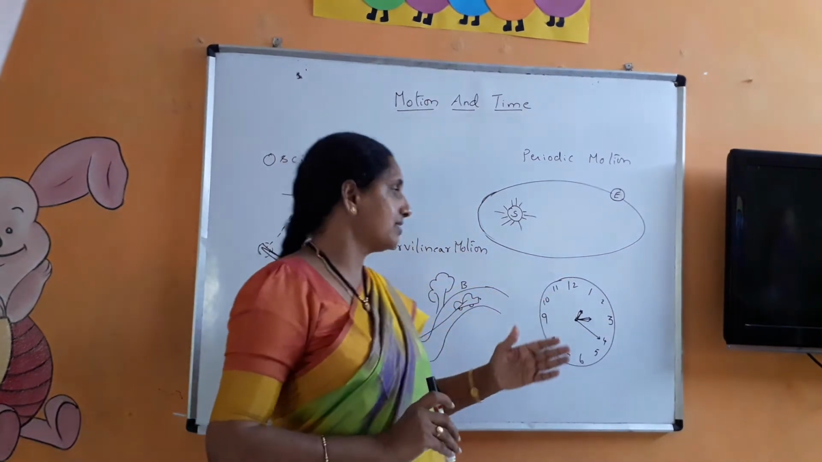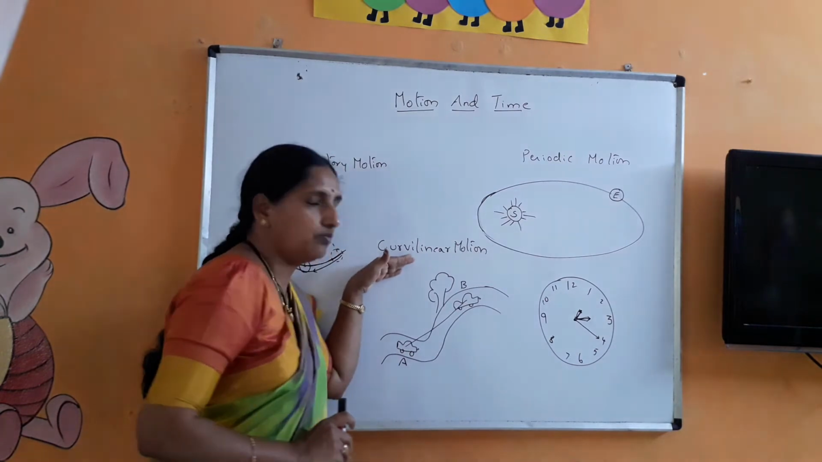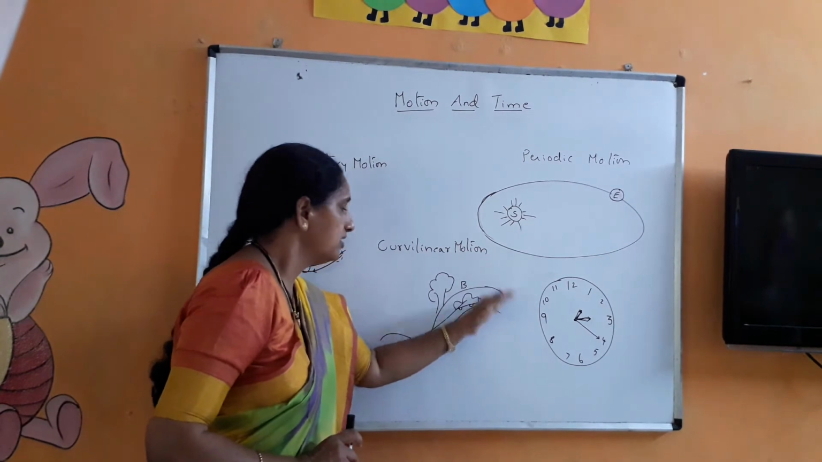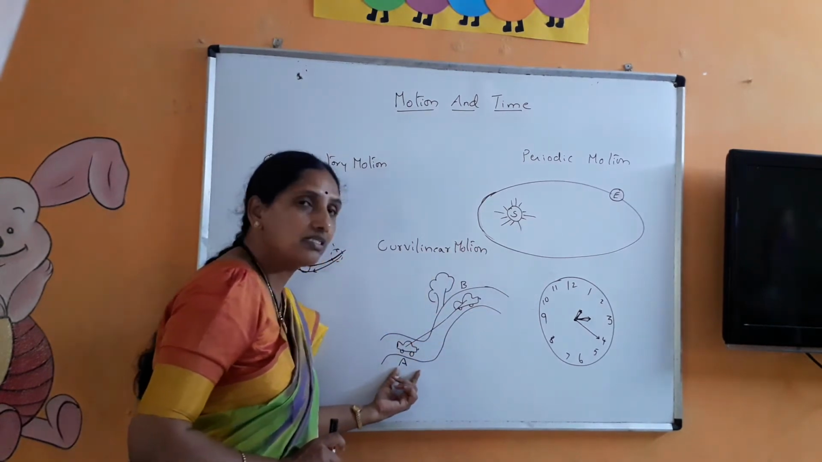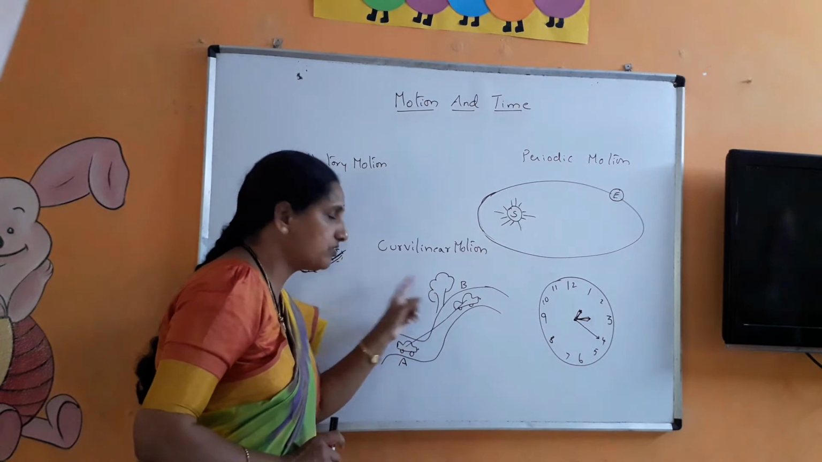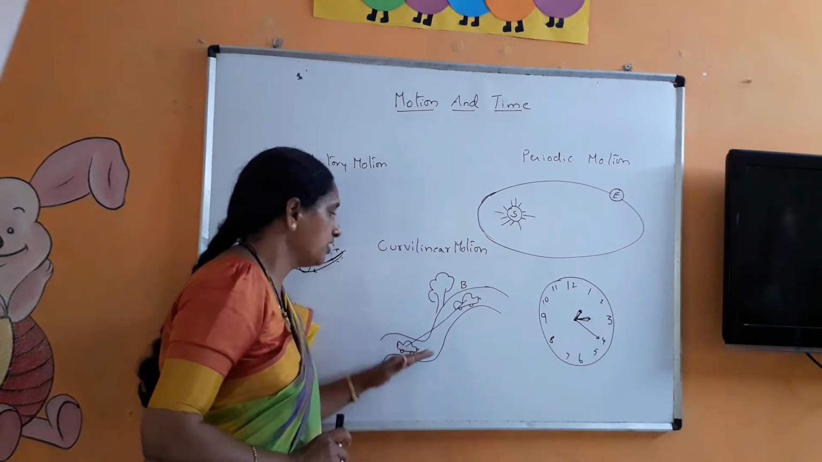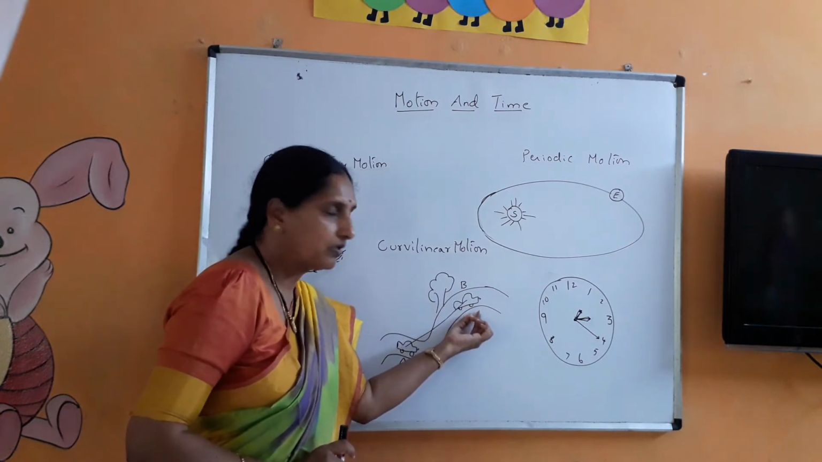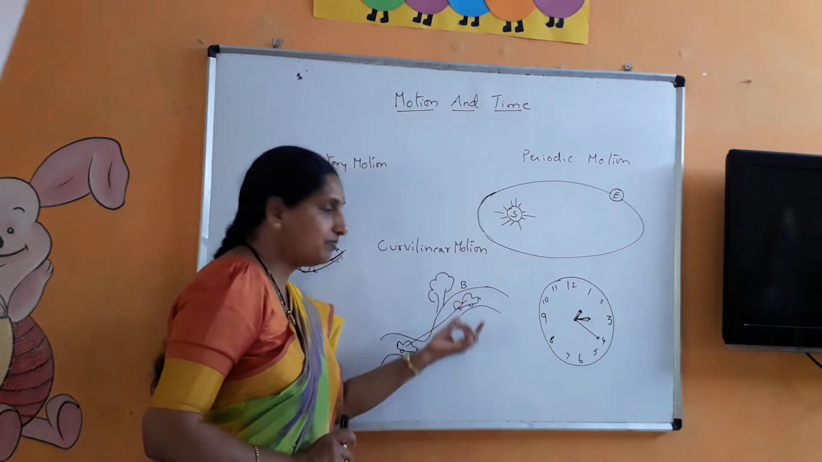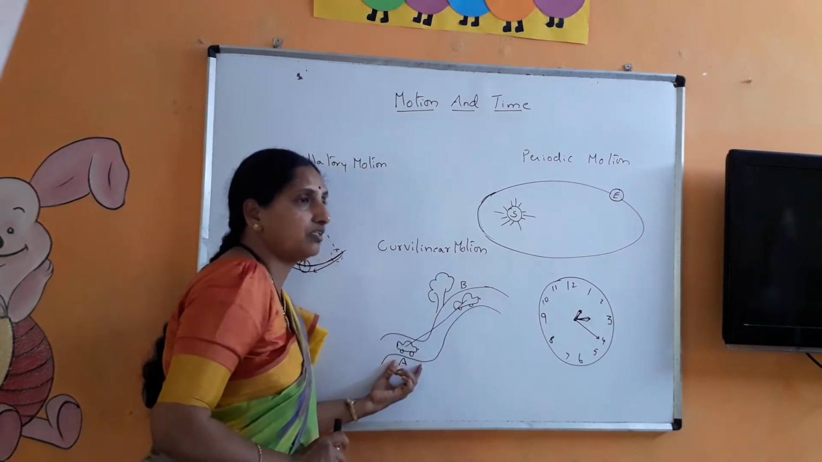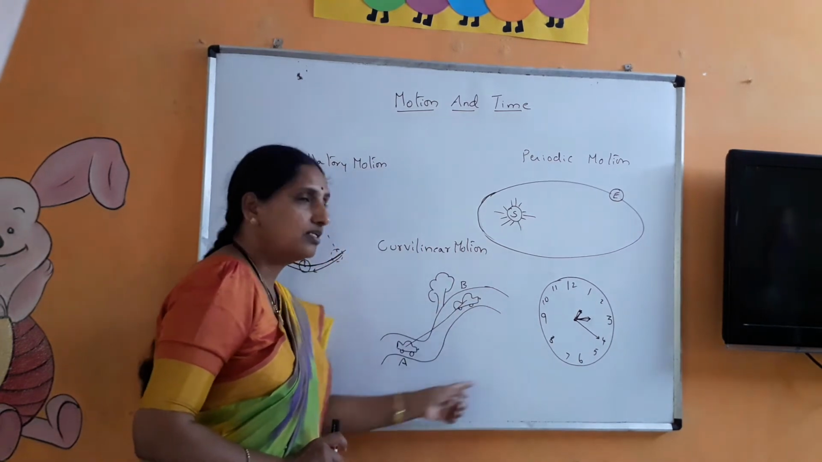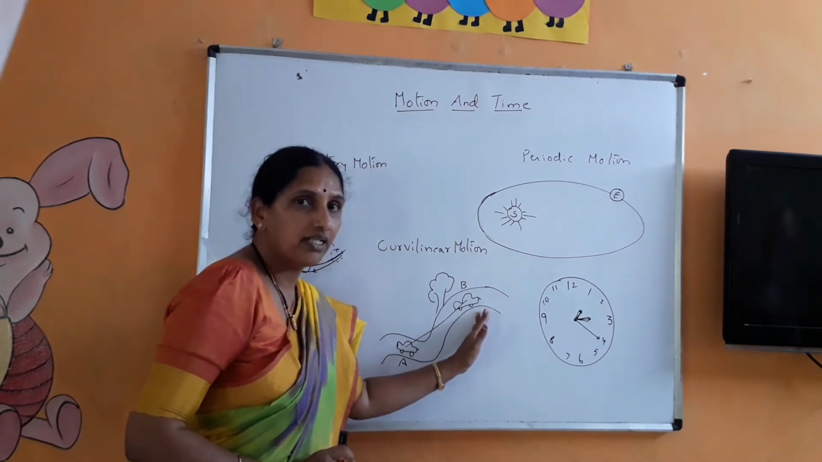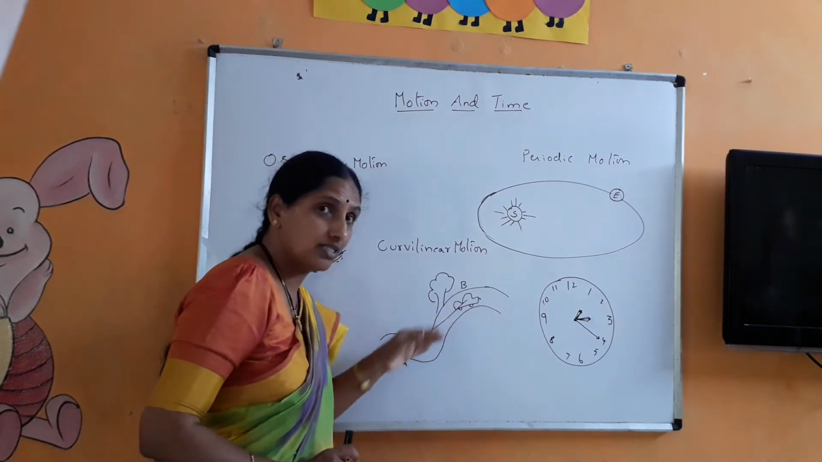So here is the example for curvilinear motion, and there is a curved path here. You can see that the man initially is at point A, which is far from the tree. Now slowly he moved and took the curve, and right now he is at point B, very near to the tree. That means there is a change in the position of the car with respect to the surroundings. Initially it was at A, now it is at B.